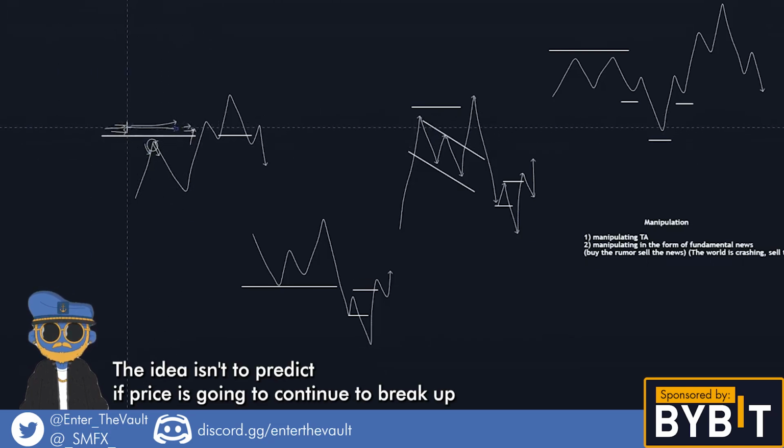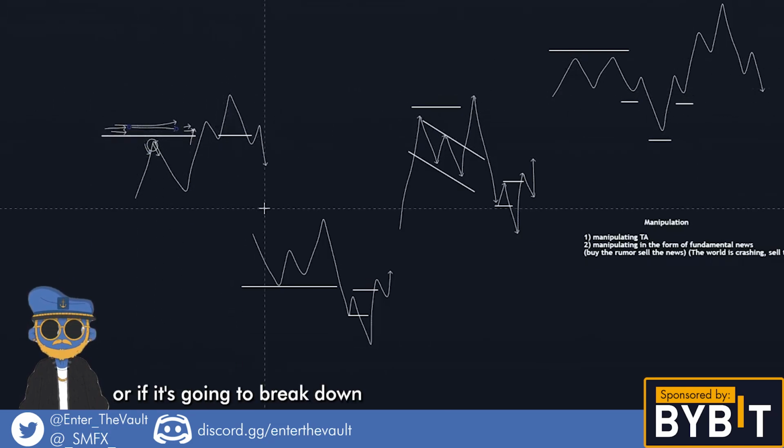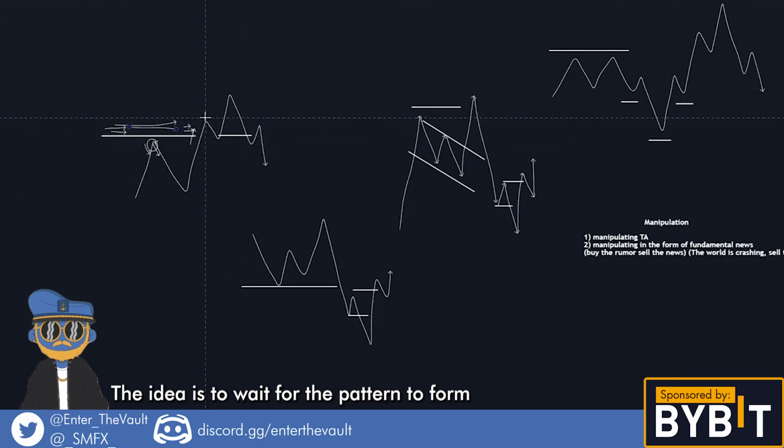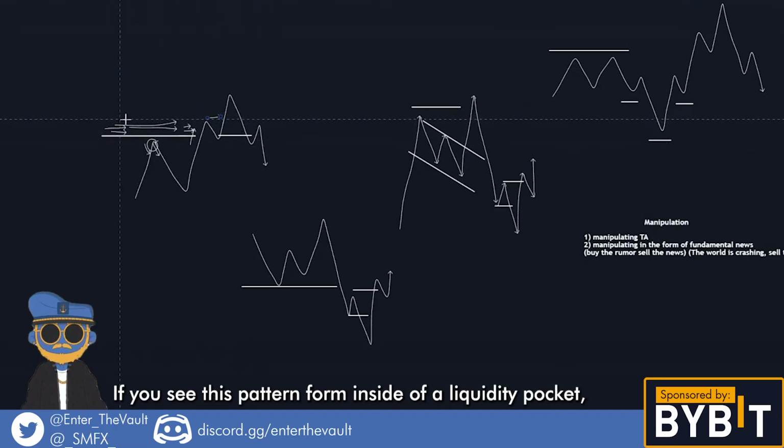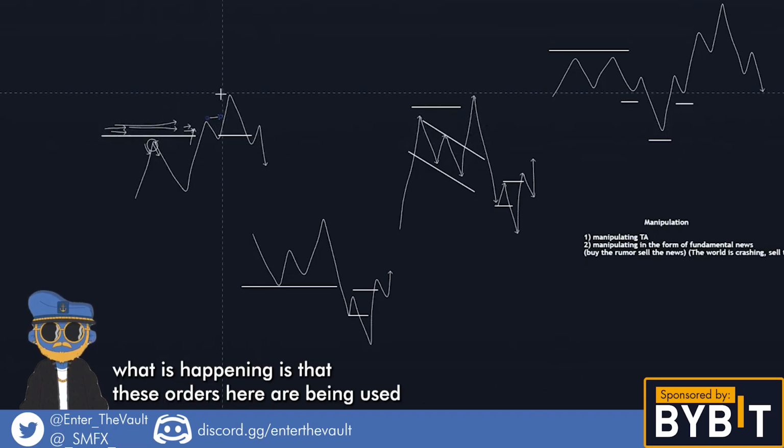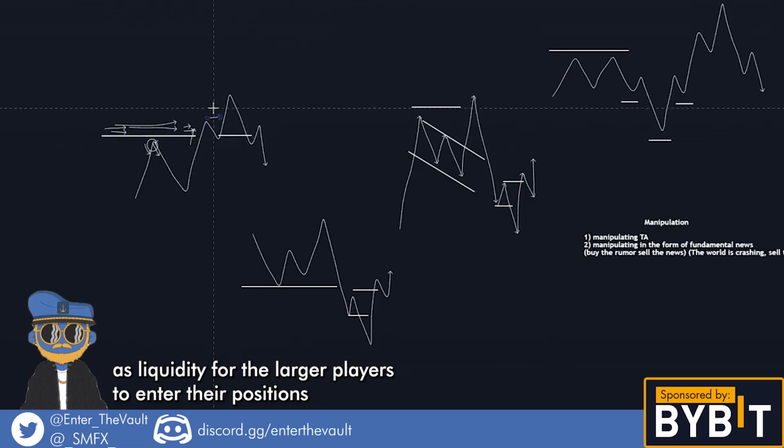The idea isn't to predict if price is going to continue to break up or if it's going to break down. The idea is to wait for the pattern to form. Once it does form, then you can look to take advantage of the manipulation. If you see this pattern form inside of a liquidity pocket, what is happening is that these orders here are being used as liquidity for the larger players to enter their positions.